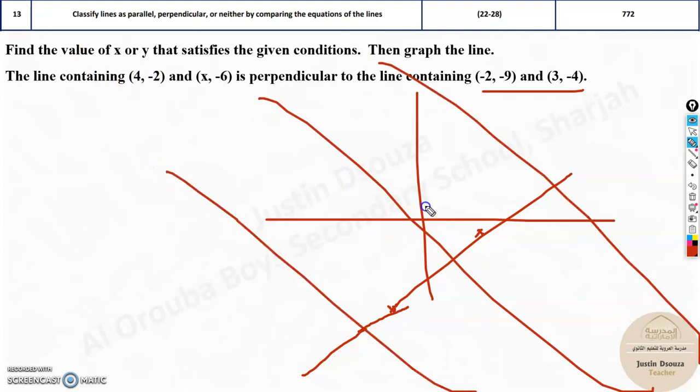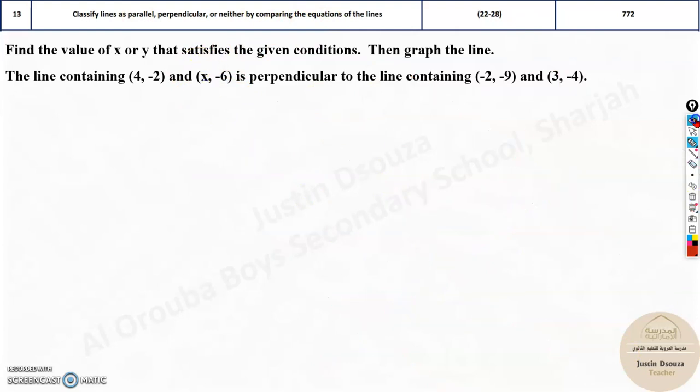But they have given the point (4, -2), somewhere over here. This would be, no, it'll be something like this. Now this is the equation. We need to accurately find it. But how do you find this x value? Graphing is later on. First, let's find this x value.